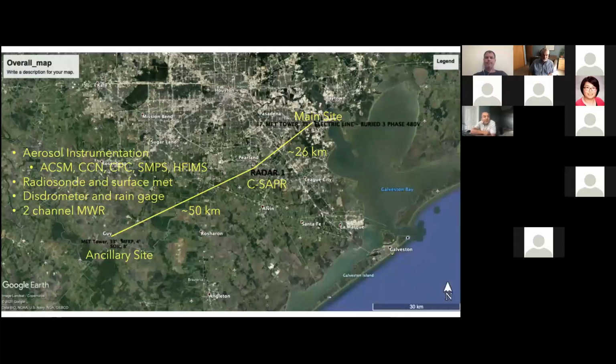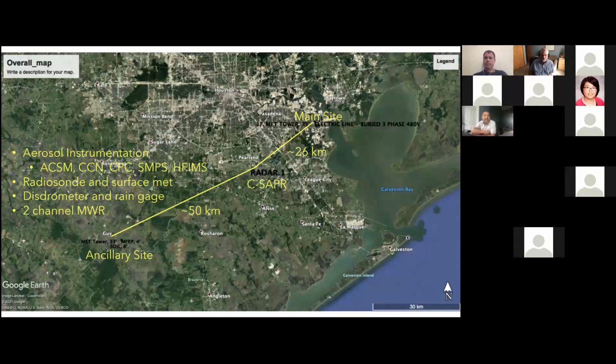This is a figure I put together from Google Earth, and you see the main site on the top right here. That's next to the bay, at the La Porte Airport. And about 26 kilometers southwest of it, that's where the C-band radar is going to be located. That's a scanning C-band radar, so it will measure convective storms as they pass by. And about 75 kilometers southwest of the main site will be the ancillary site.